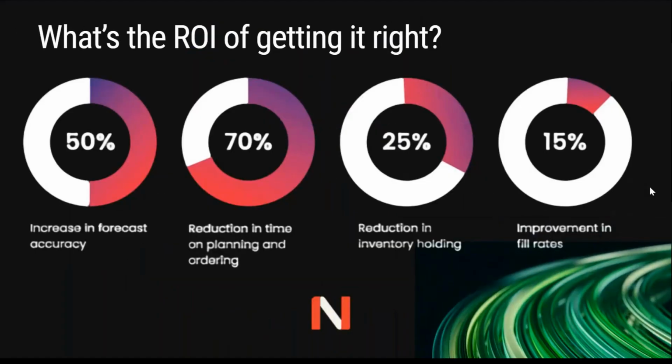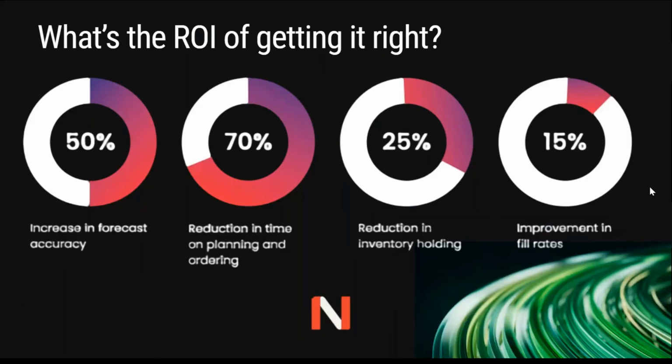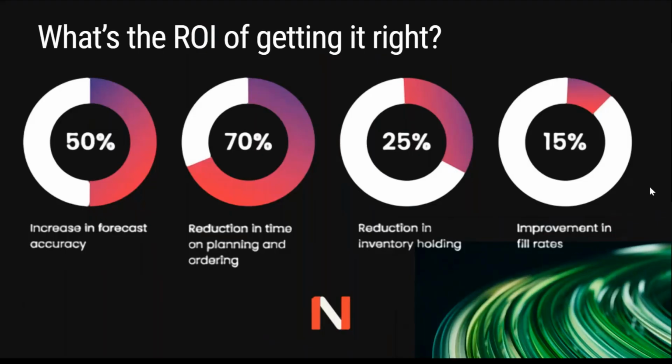Right, so this is on average the type of ROI that we can get out of an application like ours. Like I said, there might be differing percentages depending on the state of the business, but there will be improvement in all parts of the planning process. 50% increase in forecasting, and it always starts with the planning. The better we can predict what it is that you're going to sell in the future, the better we can plan against that.